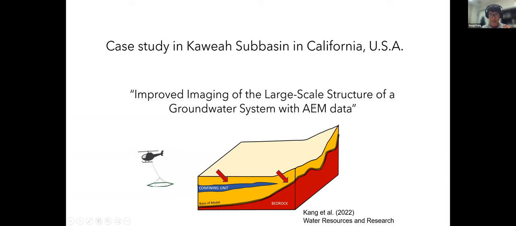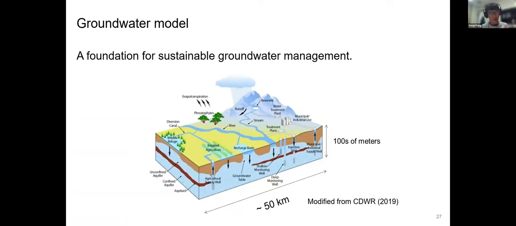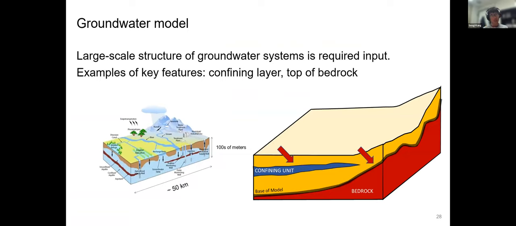The title is improved imaging of the large-scale structure of a groundwater system with airborne data. When thinking about managing the groundwater system in a sustainable fashion, the groundwater model is a foundational tool to do so. To generate the groundwater model, the input is the large-scale structure of the groundwater system, like a regional confining layer that I have shown, the Corcoran clay, or the base of the groundwater system, which could be the top of the basement in the Central Valley. So the first order of interest when we're imaging the subsurface from airborne data is this large-scale structure, and that's the focus of this example.